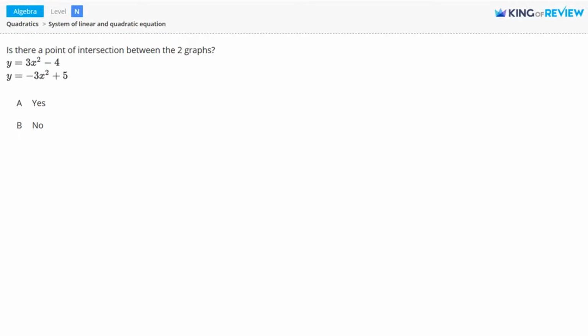Another method for solving this problem is using your graphing calculator. You can enter both of these equations into the calculator and then visually see where they intersect. So we have y equals 3x squared minus 4 and y equals negative 3x squared plus 5.